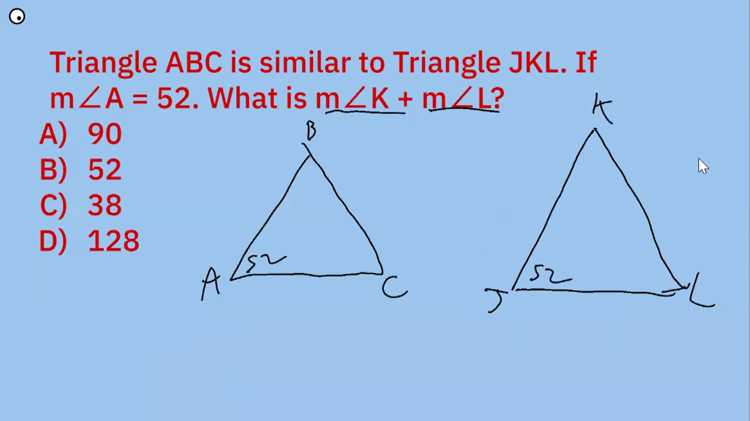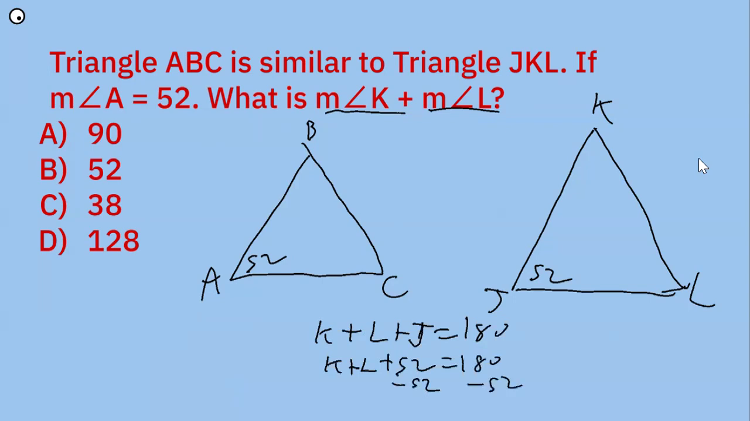So then we can do K plus L plus J equals 180, and we can substitute for J, 52. So K plus L plus 52 equals 180. And then let's subtract 52.